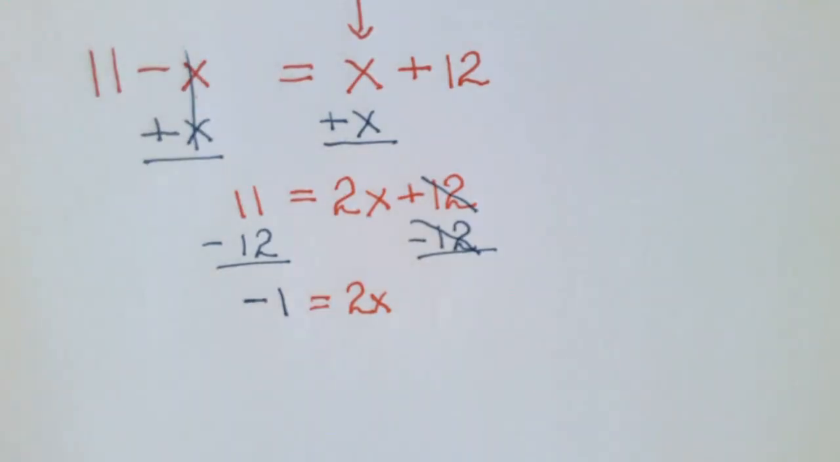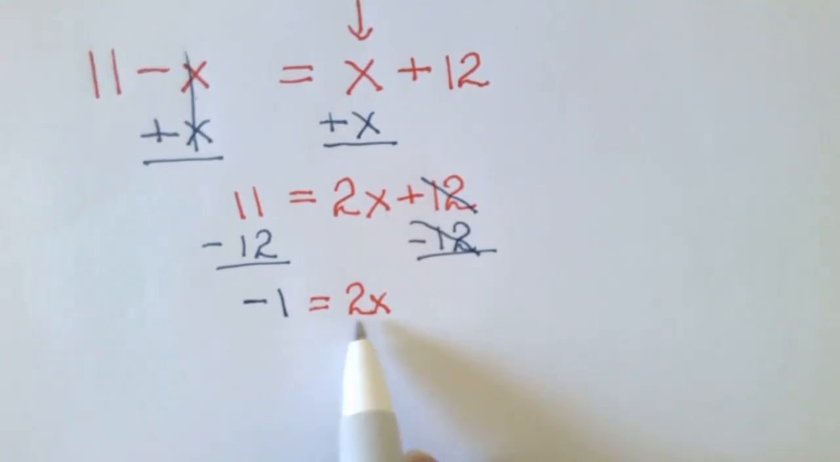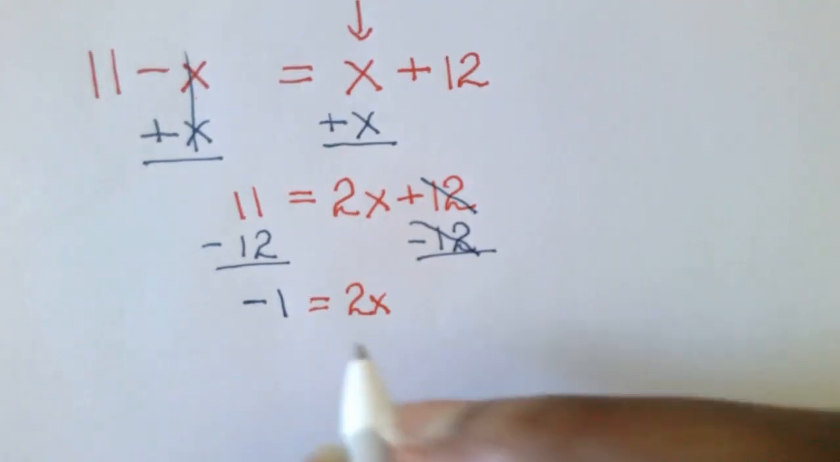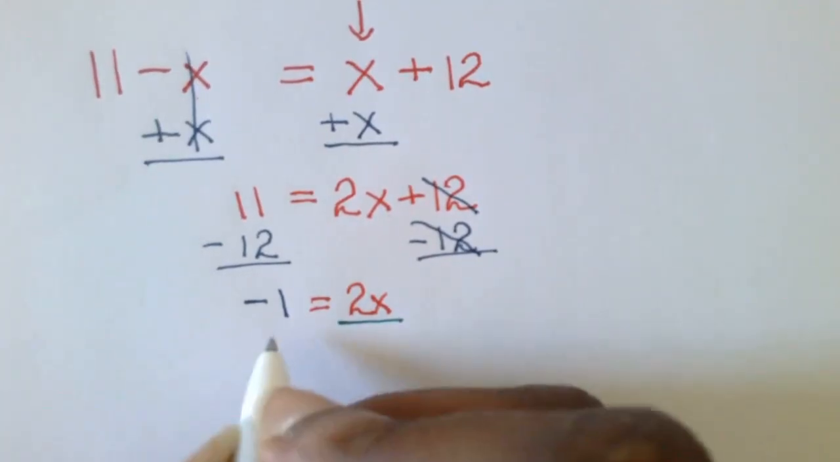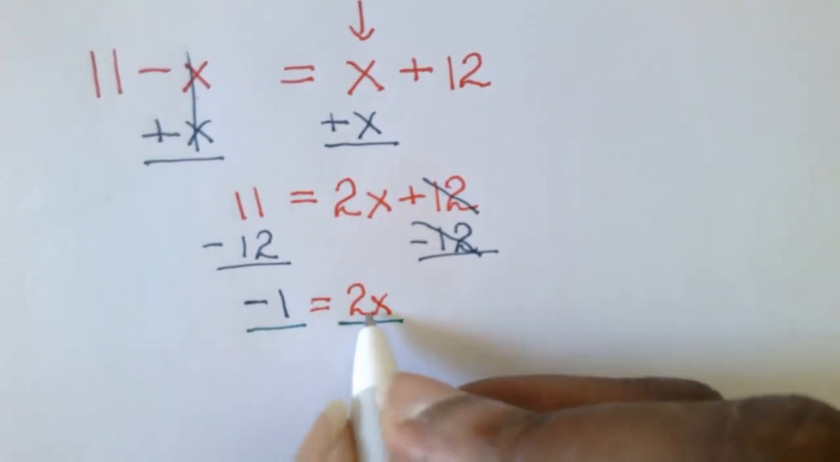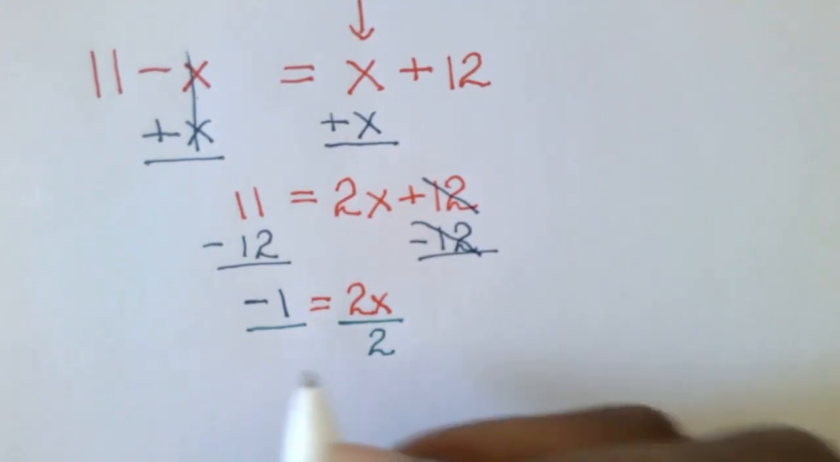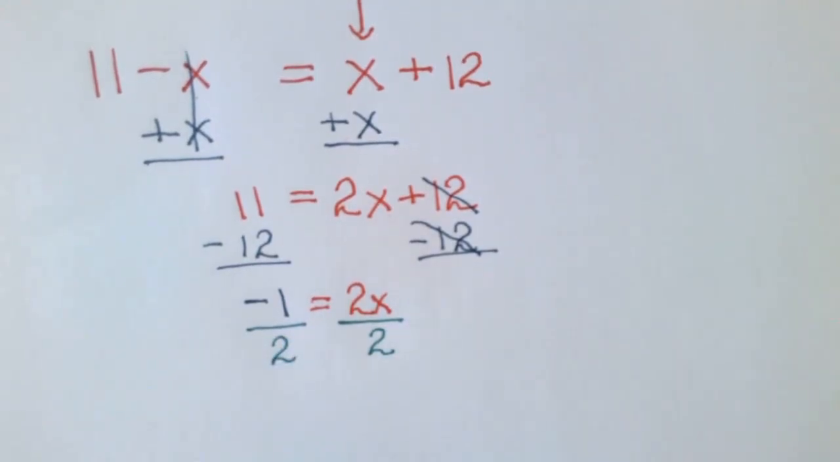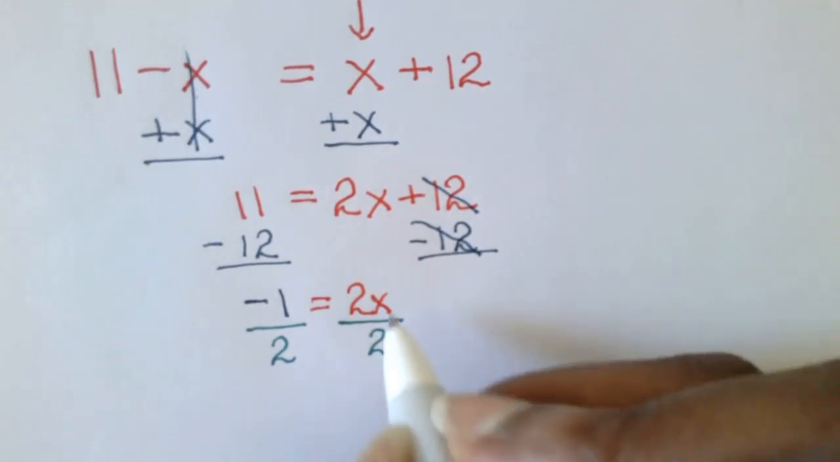So we have to get x by itself. Now this is when you get rid of the 2. So 2x means 2 times x. The inverse of times, or the opposite, is going to be division. And what are we going to divide? By the 2. Okay, there you go.